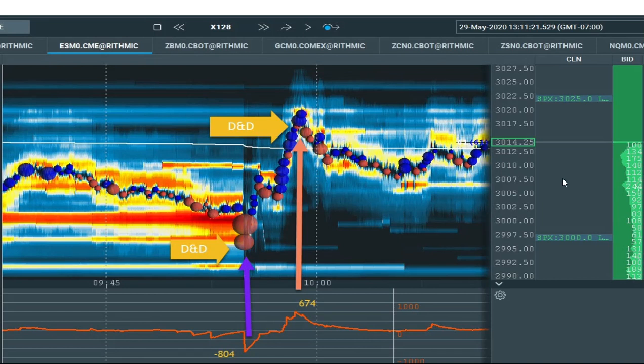But you will see both stops and icebergs in some of these examples going forward. So this was the E-mini S&P on May 29th, where you see again the acronyms for the Dumb and Dumber, where you see a heavy stop run. We see an 804 contract stop run. You can see there at the bottom.